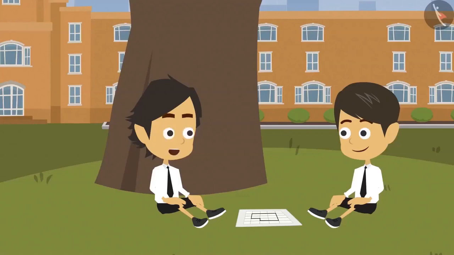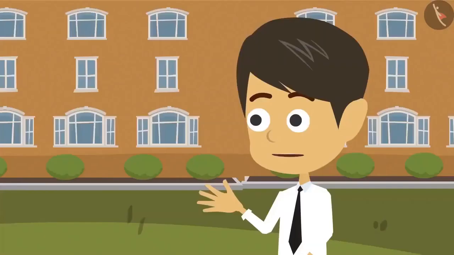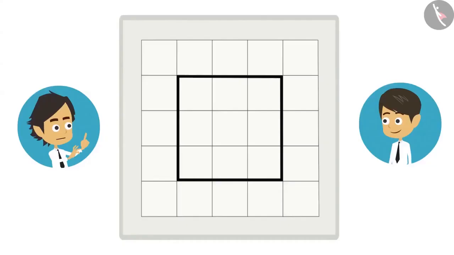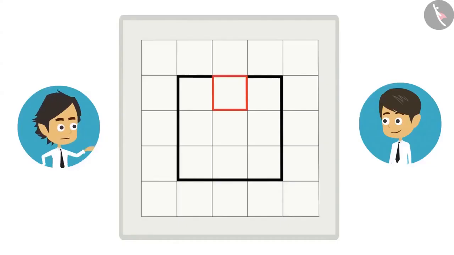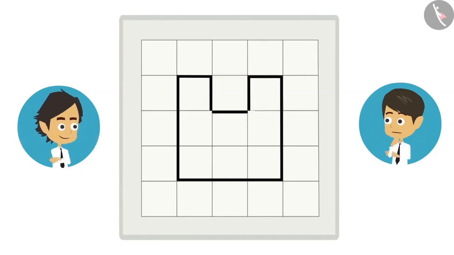I think we should change the shape differently, Rayansh. Then the size of the boundary will also change. This time you try to change the shape. Okay, see, I will remove this square from the figure and change its shape. I think that the length of the boundary of this shape will still be 12 centimeters.